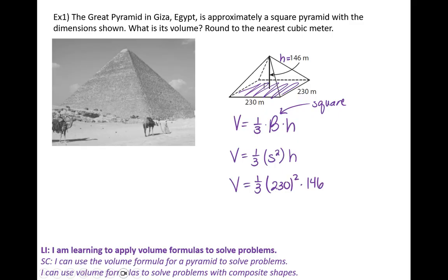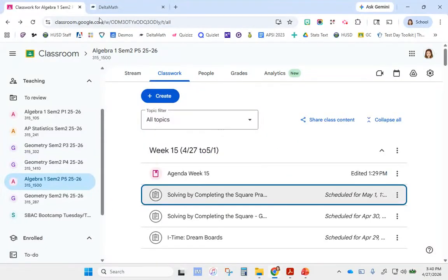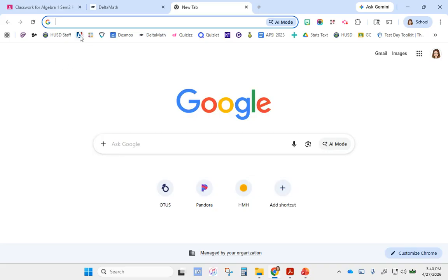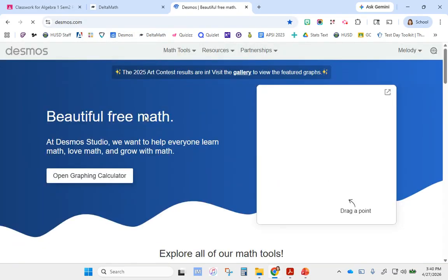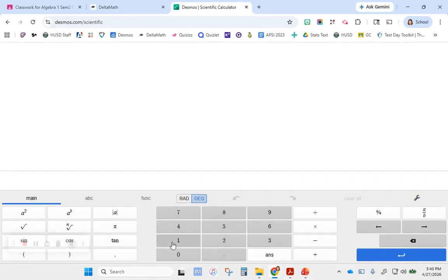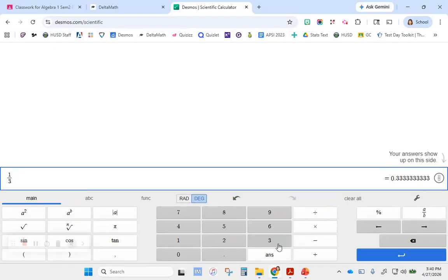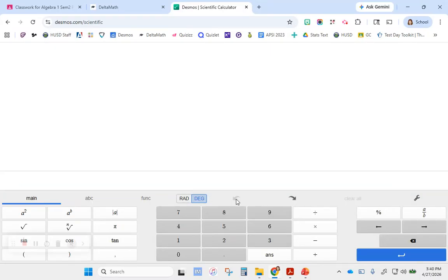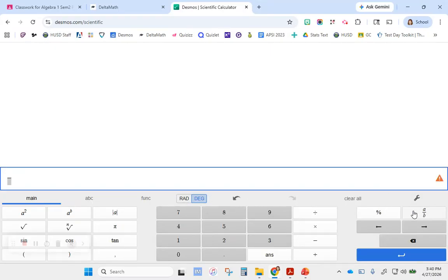When we do that in our calculator, I'm actually going to show us, just because this can be confusing. So I'm going to pop over to Desmos. You can just type in desmos.com, scroll down to scientific, and to put in the fraction, there's either the fraction button here, or you can type in 1 divided by 3, and it gives me a fraction. So you can do it either way.